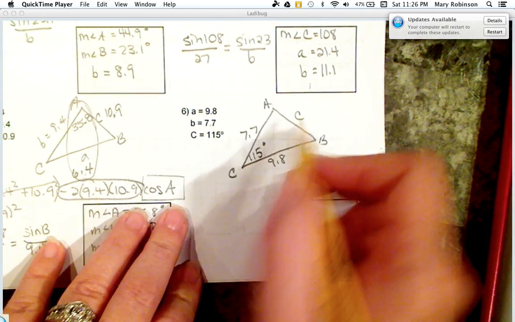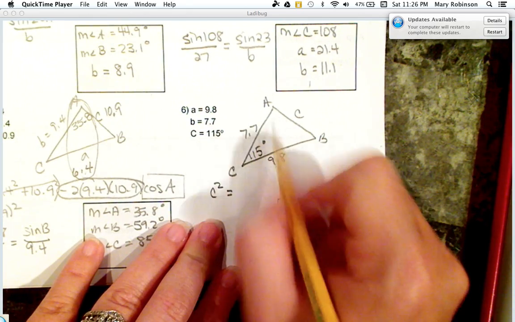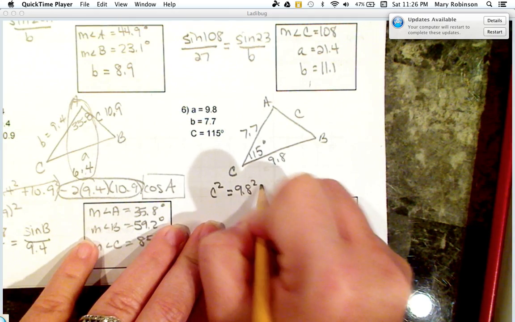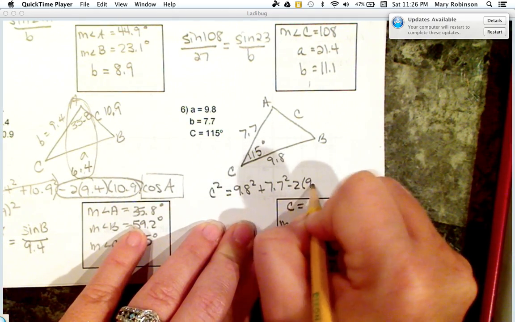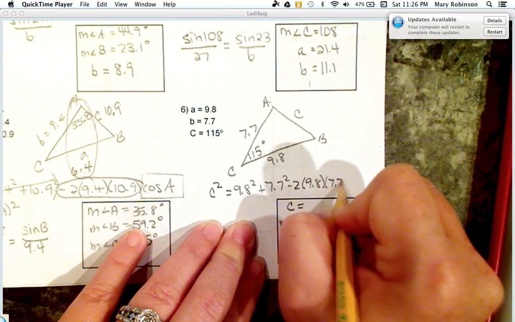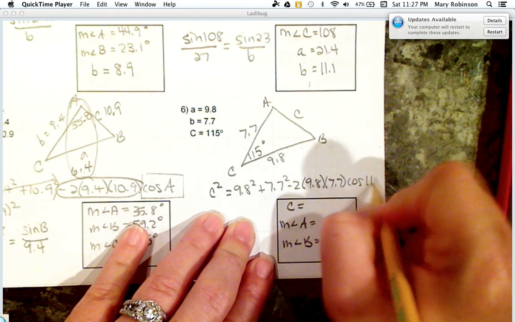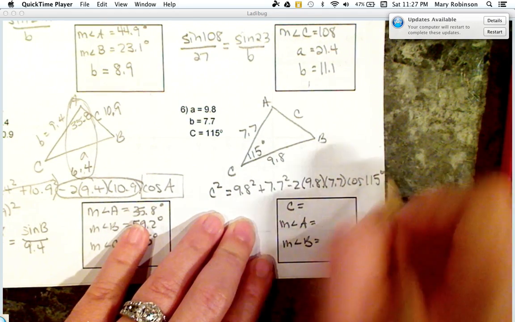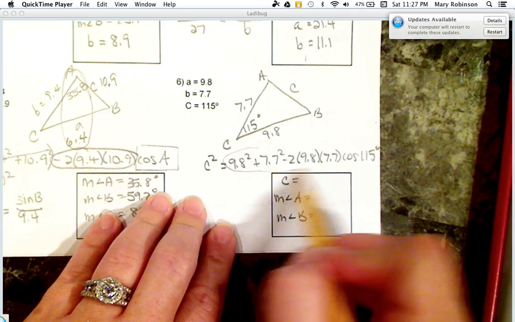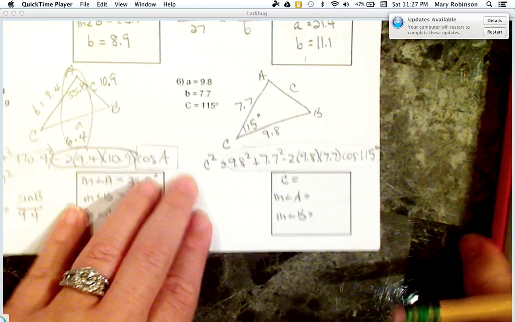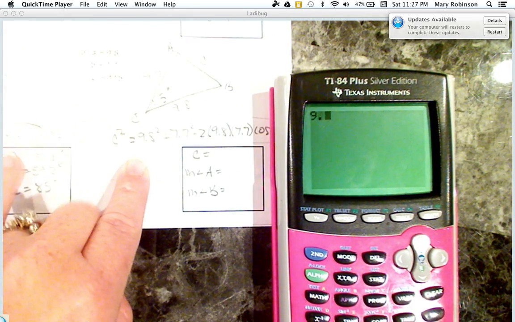And I don't know C, so I'm going to start off with C squared equals A squared plus B squared minus 2 times A times B times cosine of your given angle, 115 degrees. Now the nice thing about this one is it's only a 2-step process. You're going to type every bit of this into your calculator all at one time. Please do not try to break it up into several different steps.